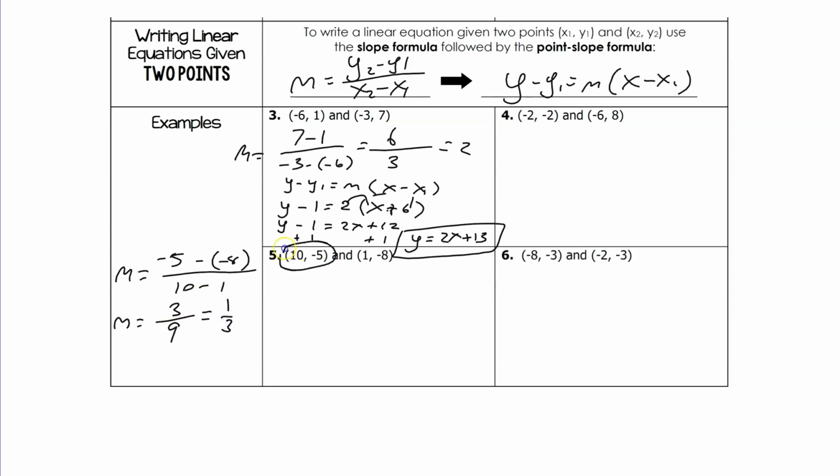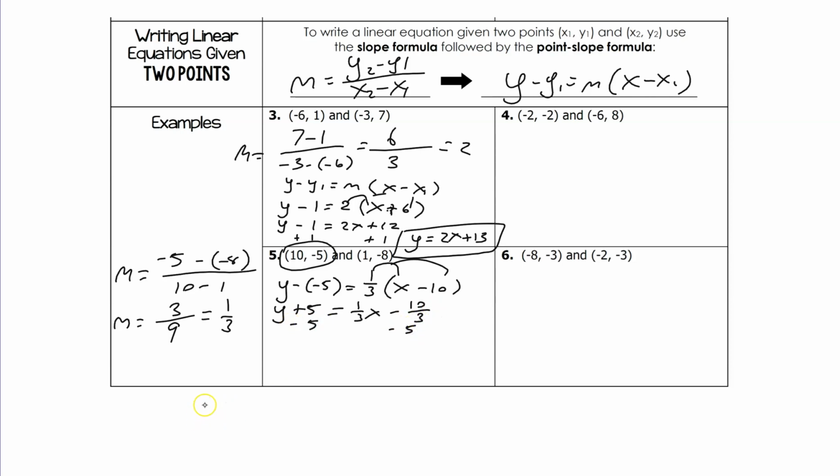So when we use this point here, we can put it in the point-slope formula. y minus negative 5 equals our slope, which is 1/3, times x minus 10. We're going to distribute this. y plus 5, let's simplify that, equals 1/3 x minus 10/3. So now we have to subtract 5 from both sides.